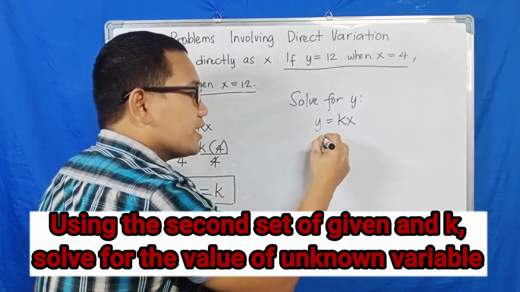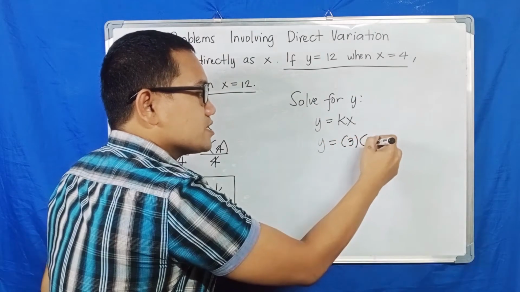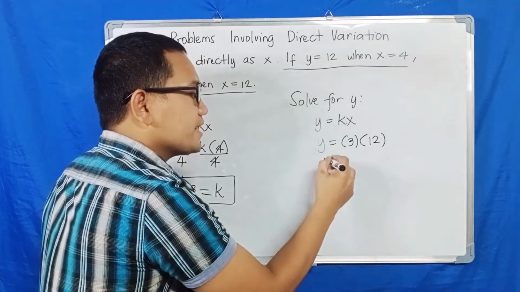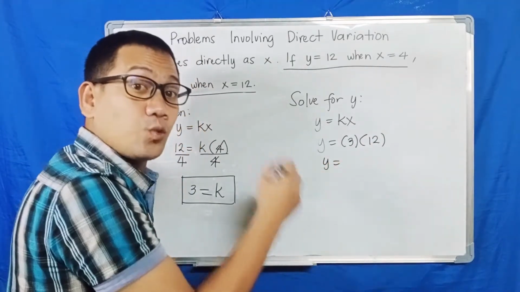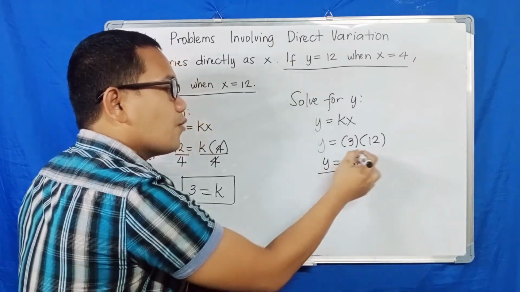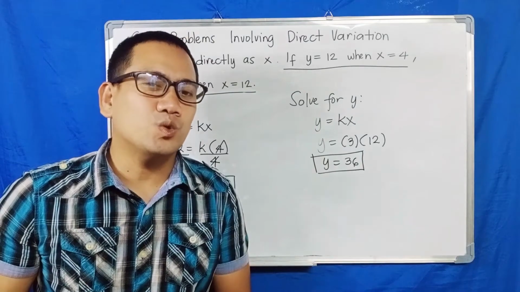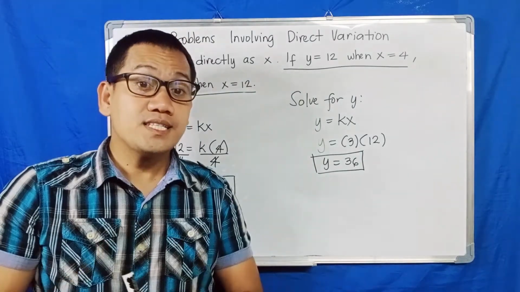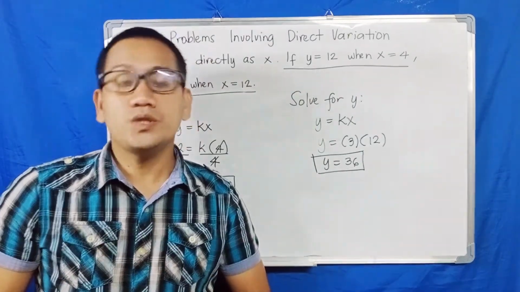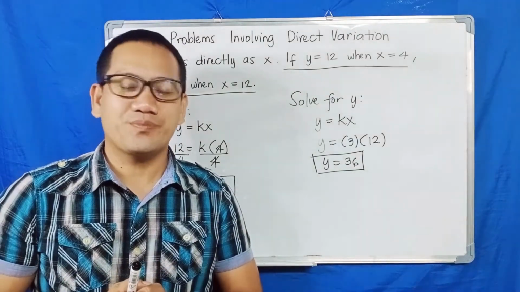So, that is y is equal to 3 times our x, which is 12. So, getting the product of 3 and 12, we will have 36. This means our y is 36 when x is equal to 12. So, this is one way on how to determine the unknown value in this direct variation problem.